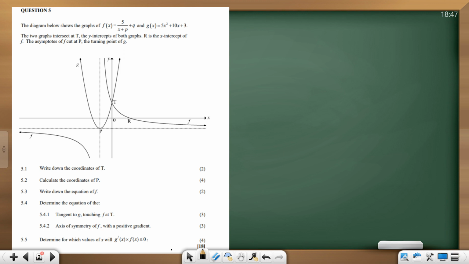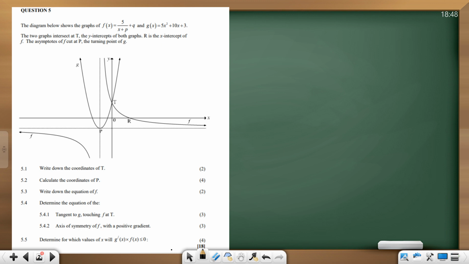The diagram below shows the graph of... I'm going to be fast because some of the concepts we all know how to get. Okay. So we have f of x, which is a hyperbola, and g of x is a parabola, right? The two graphs intersect at point T, which is the y-intercept of both of them. Write down the coordinate of T.